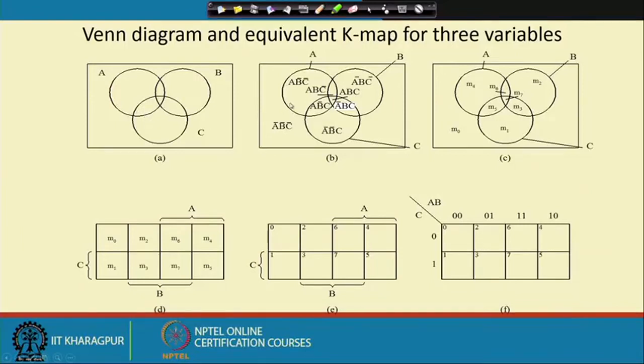And now, in the same fashion, we convert it into these min terms. So, outside is M 0. This is M 1, then this is M 2. Like that we can write down the corresponding min terms.